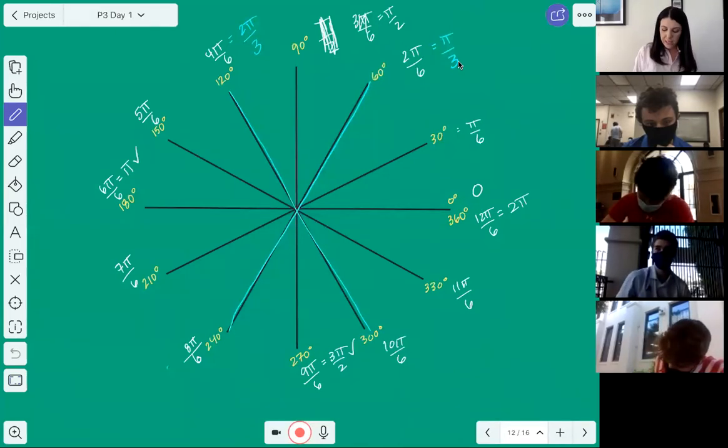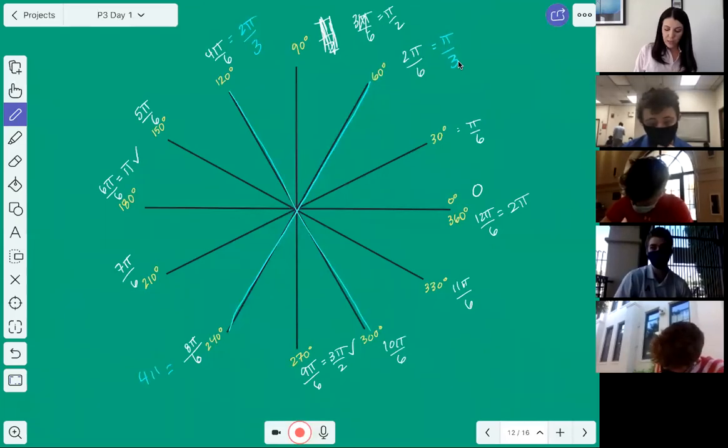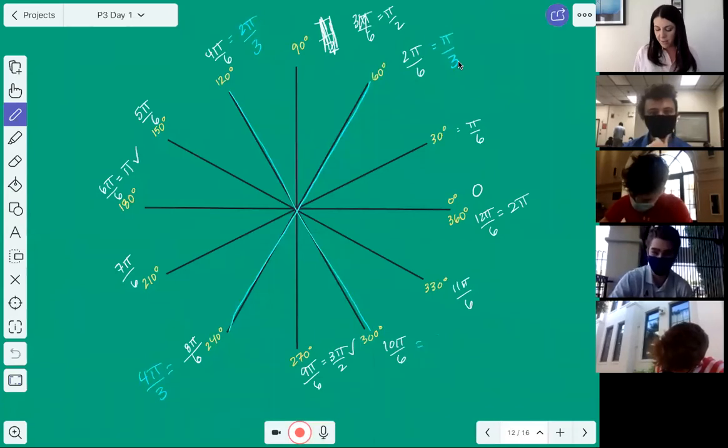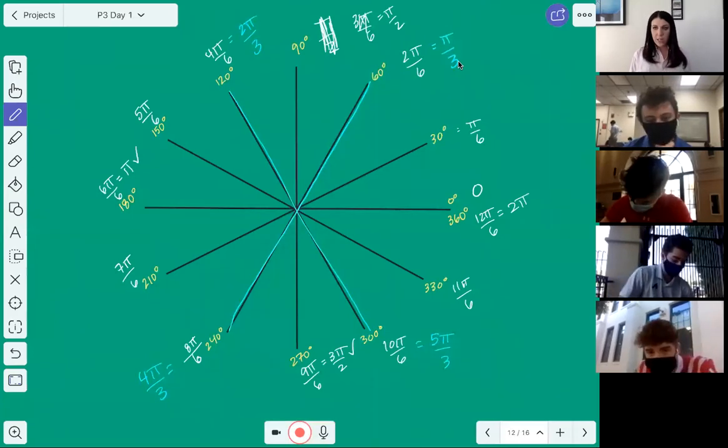8 pi over 6, if I divide both of those things by 2, I get 4 pi over 3. And then 10 pi over 6, if I divide both those things by 2, I get 5 pi over 3. Okay, so here's a tricky question.